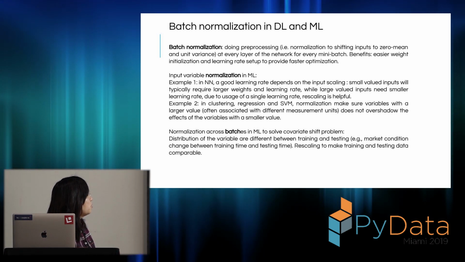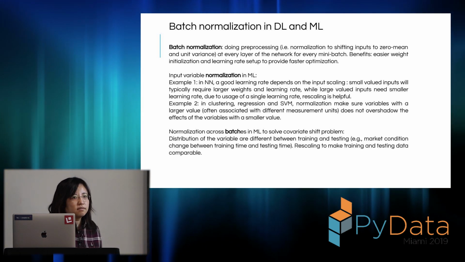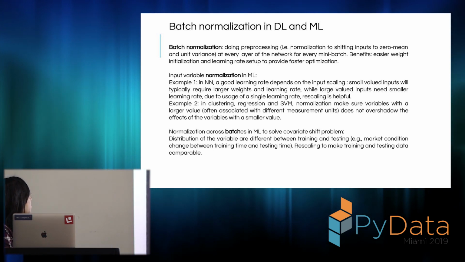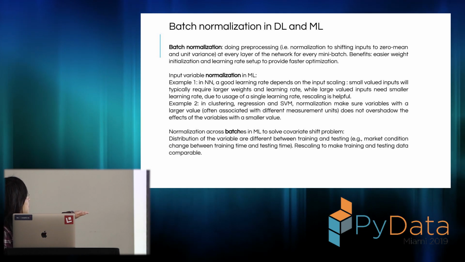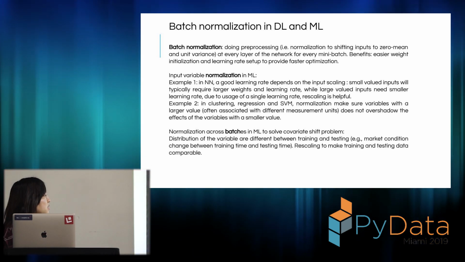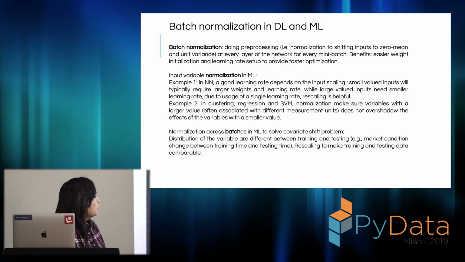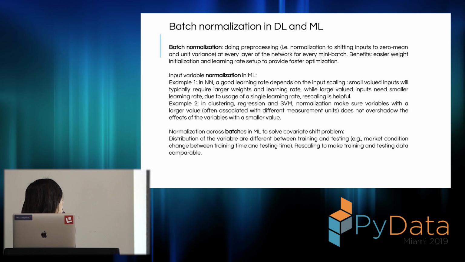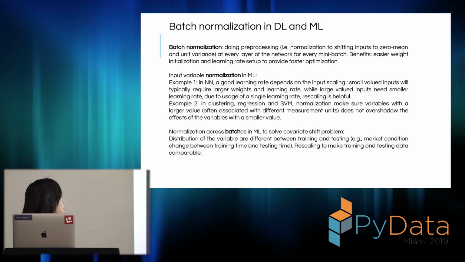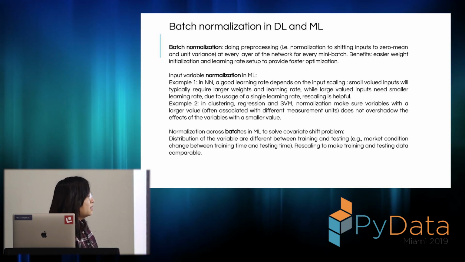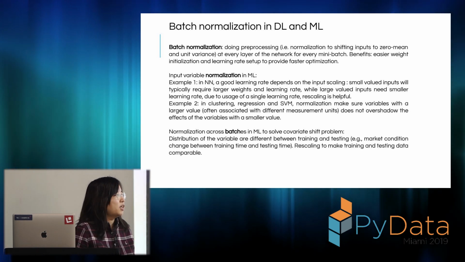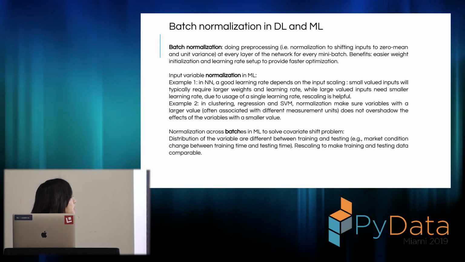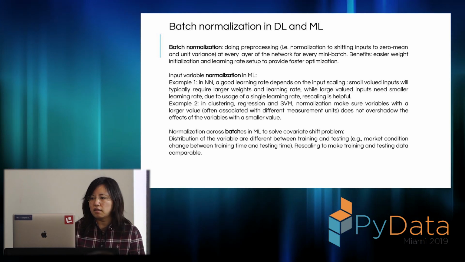it can make sure variables with a larger value won't overpower the variables with a smaller value. Also, normalization across batches was used in machine learning to solve a problem called covariate shift, especially in some econometrics regression problems, because the distribution of variables can be different between training and testing when market conditions change when you do the backtesting. So if we rescale it throughout different times, then we can make sure the training and testing data are comparable.